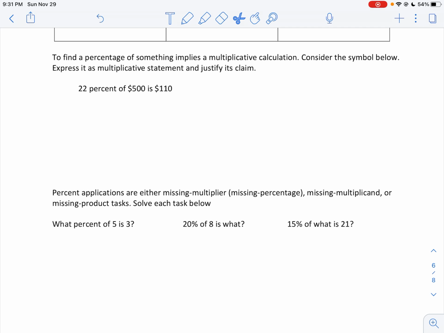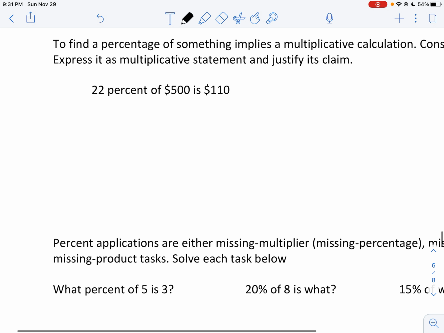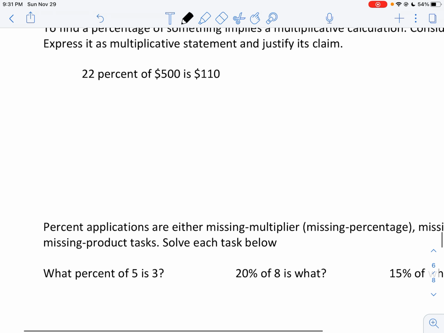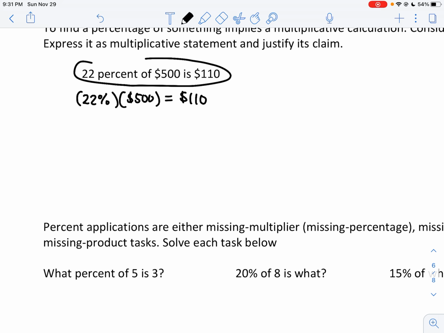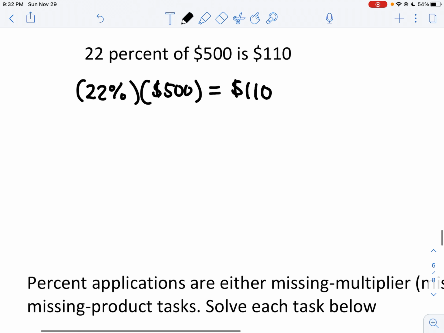Okay, to find a percentage of something implies a multiplicative calculation. Consider the statement below. Express it as a multiplicative statement and then justify the claim. So when you say something like 22% of $500 is $110, what this means multiplicatively is that 22% times $500 is equal to $110. So this English sentence here is communicating a multiplicative relationship as indicated by this operation. Now we're going to confirm this.